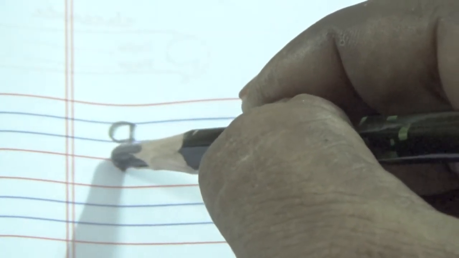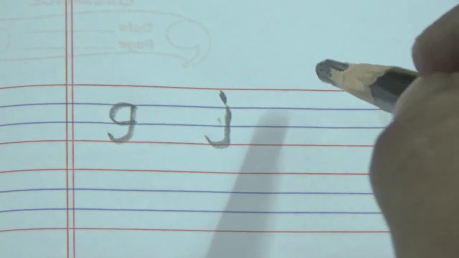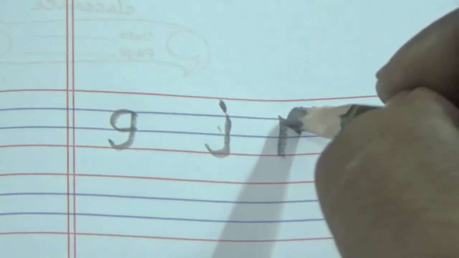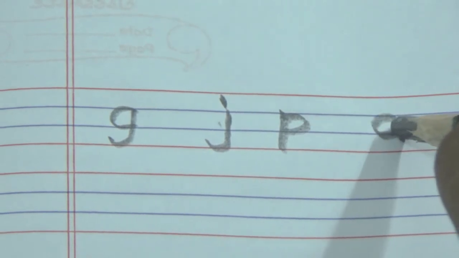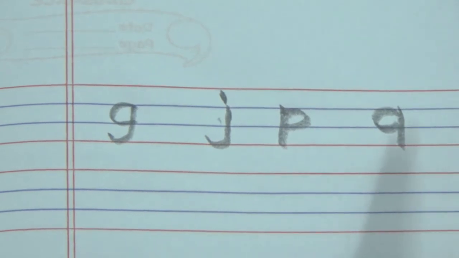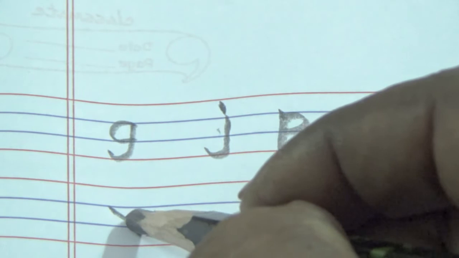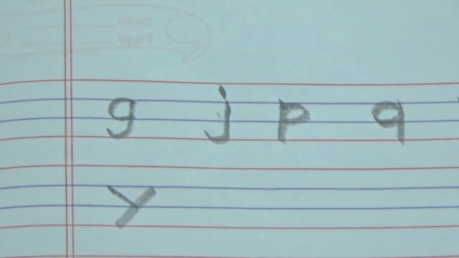anti-clockwise half circle, standing line, down and left turn, this is G. Next, standing line, left turn, dot, that is J. Next, standing line and half circle clockwise, that is P. Next, half circle anti-clockwise and standing line, that is Q. Next, left slanting downward and right slanting downward, this is Y. Okay, so we have learned block small letters.